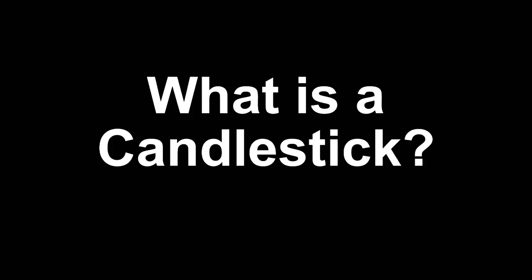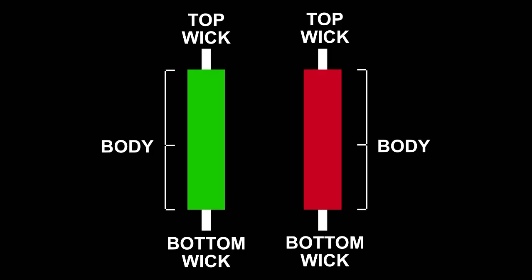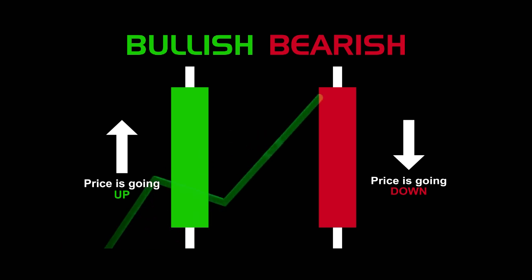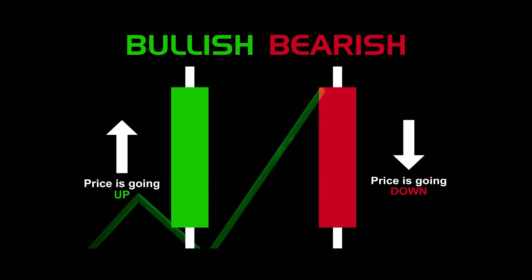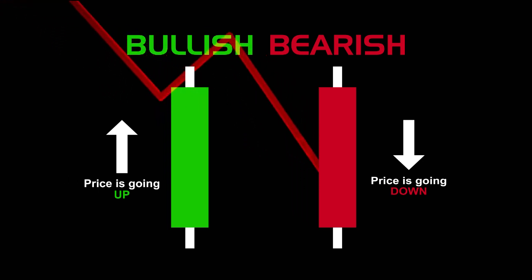What is a candlestick? This is a candlestick, but it is not the candlestick that we're referring to when talking about trading. Candlesticks have three main parts: the body, the top wick, and the bottom wick. The top wick represents the highest price of price action, and the bottom wick represents the lowest price of price action. Green candles are bullish candles that represent price is going up.